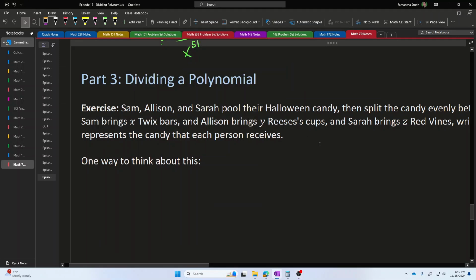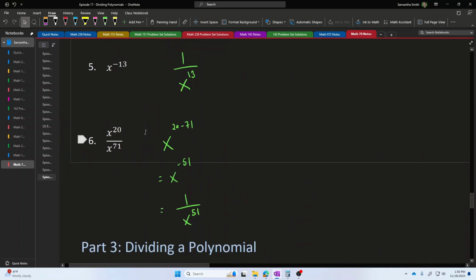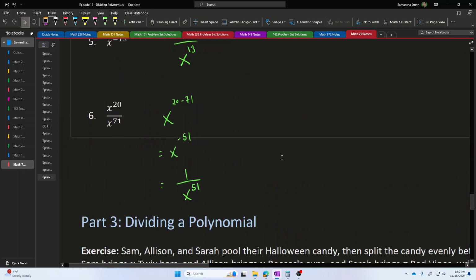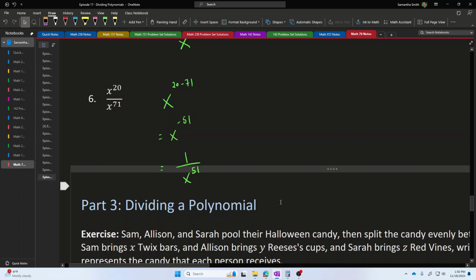In part 3 of this episode, let's talk about how we divide polynomials. Previously we were dividing single terms by other single terms. But remember that a polynomial refers to multiple terms added or subtracted. So if I have multiple terms added or subtracted, and I divide that by something like x to the power 71, how would I go about that process?